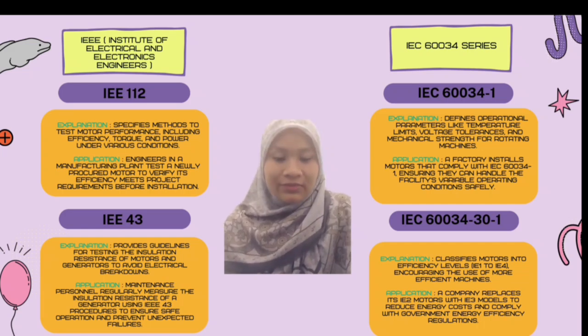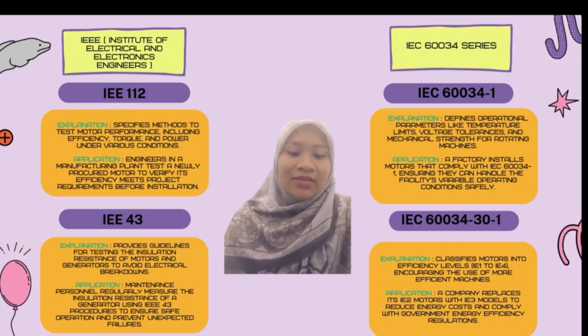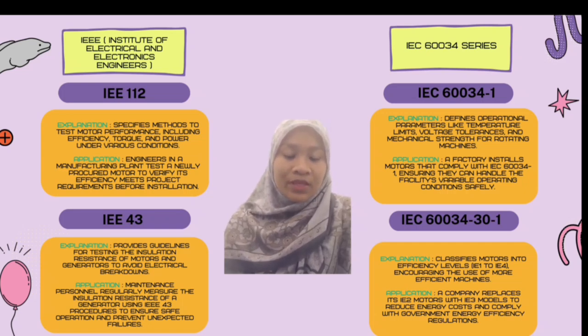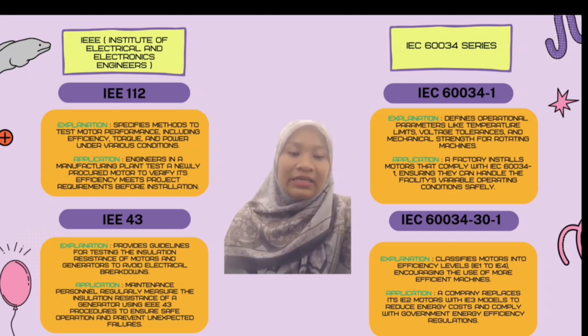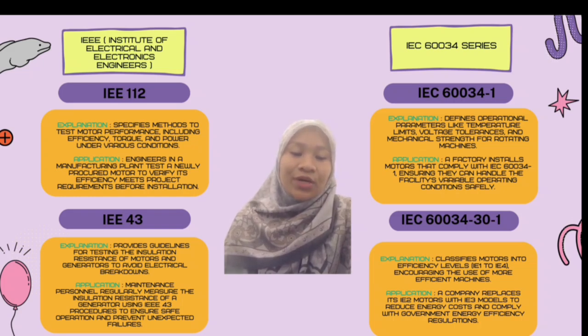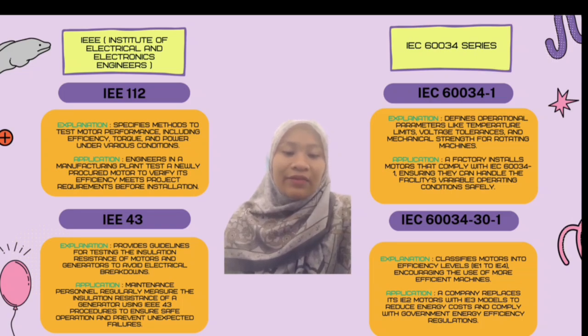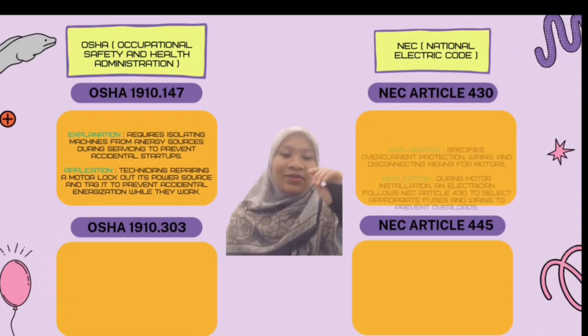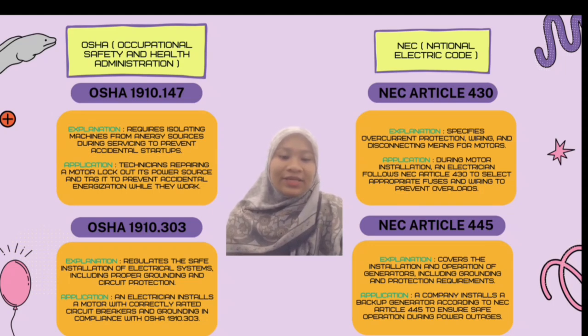operating conditions safely. The second example is IEC 60034-30-1, energy efficiency classes for motors. It classifies motors into efficiency levels like IE1 to IE4, encouraging the use of more efficient machines. The application is a company replaces its IE2 motors with IE3 models to reduce energy costs and comply with government energy efficiency requirements.